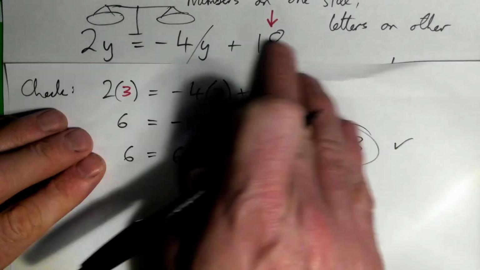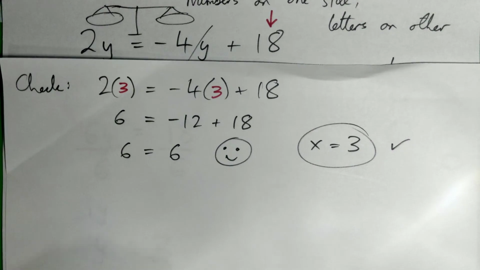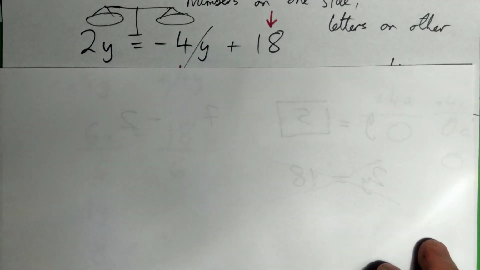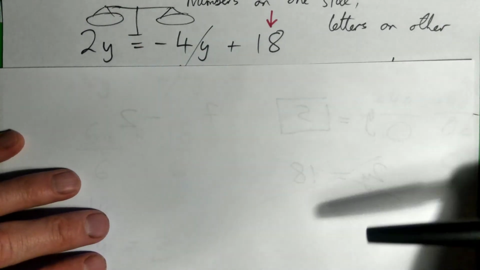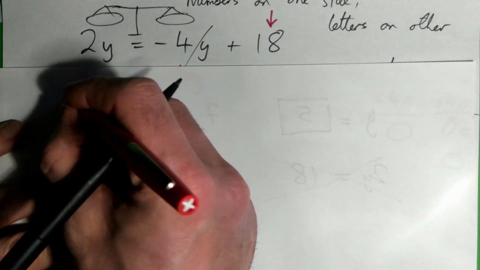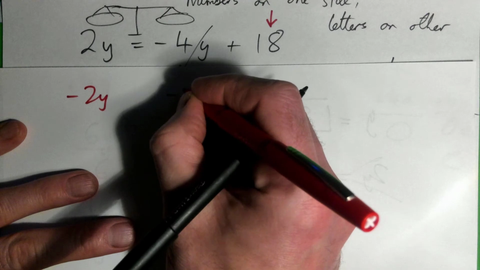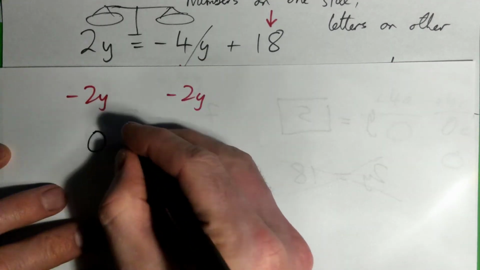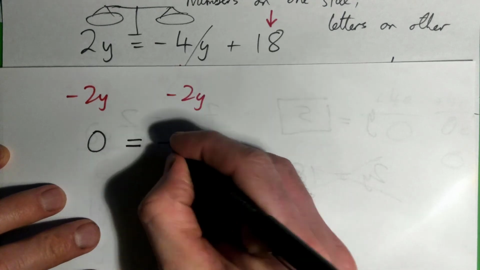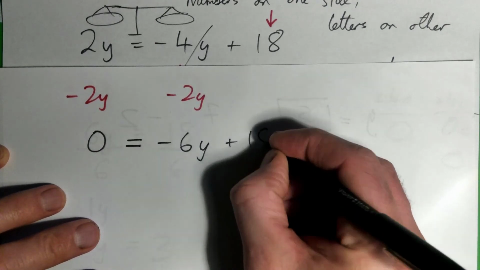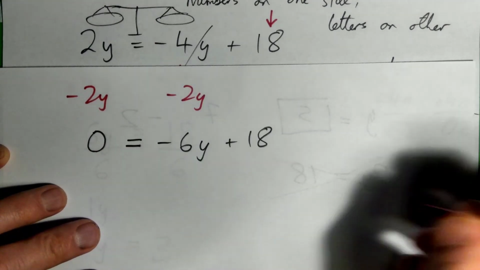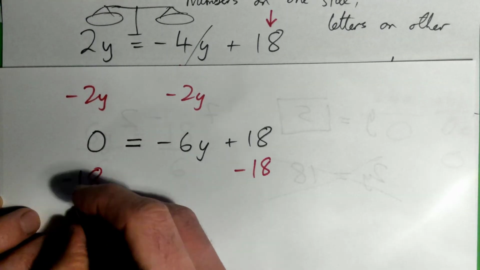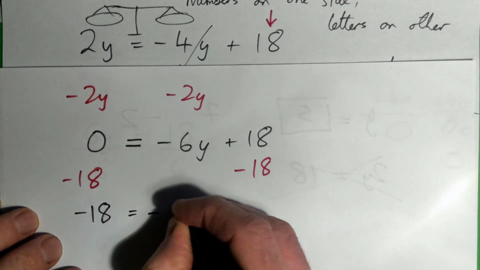Now, just for fun, what would happen if we did something different? Well, nothing really, as long as you don't mess it up. I mean, as long as you do the same thing to both sides. You could subtract 2y from both sides if you want to, and that would give you 0 equals negative 6y plus 18. And at this point you could subtract 18 from both sides, and that's okay. Negative 18 equals negative 6y.